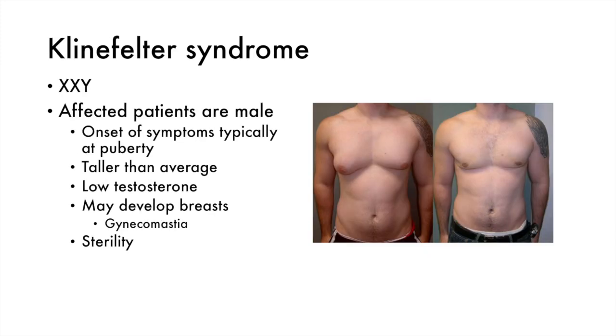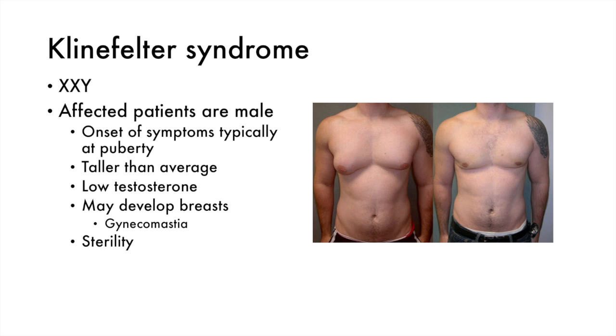Klinefelter syndrome is a little bit different. In Klinefelter syndrome, patients have the genotype XXY, so they have two X chromosomes and a Y chromosome. So when the patients are born, they are male, and they stay male. Their sex organs don't go away, but often it's not easy to diagnose Klinefelter syndrome until puberty.